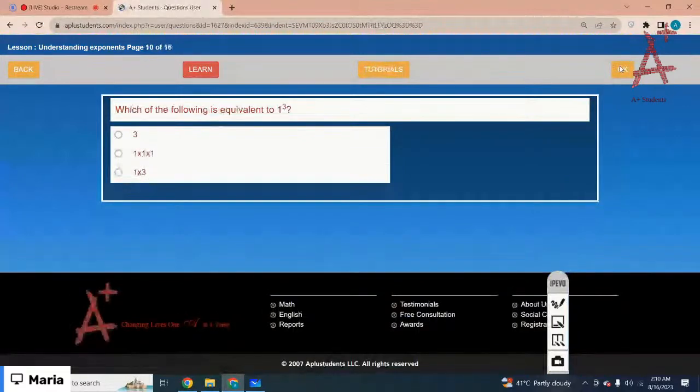Which of the following is equivalent to 1 exponent 3? Which is the correct option? 1 exponent 3 means you have to do 1 times 1 times 1. The correct option is 1 times 1 times 1, right? So the second option is the correct option.